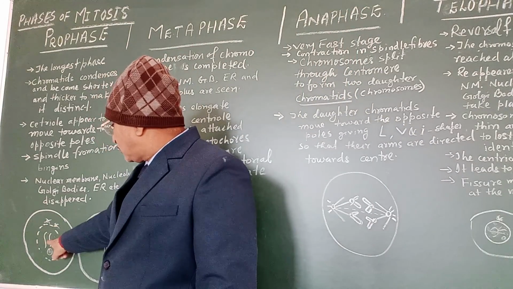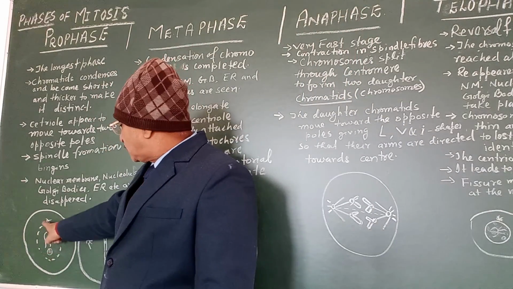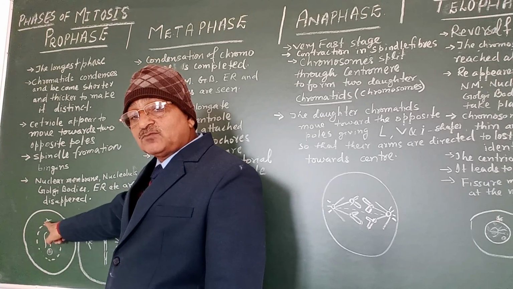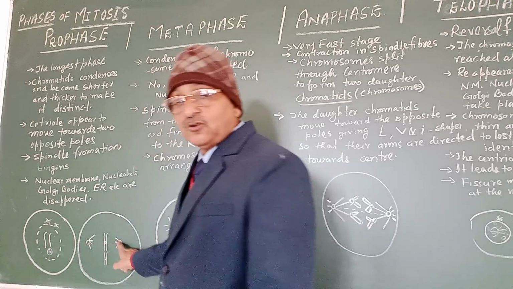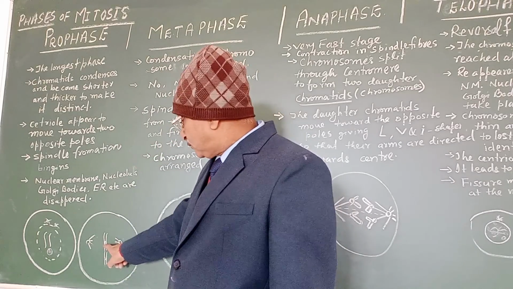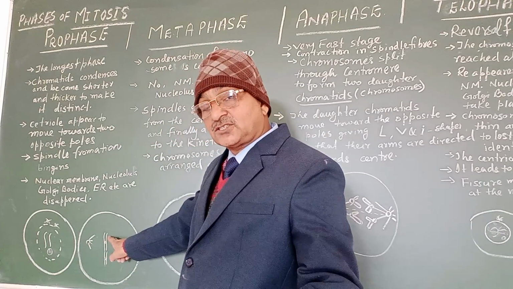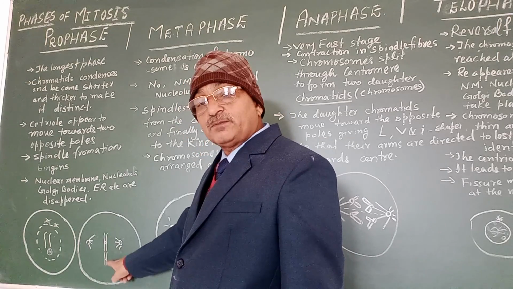The centriole divides, chromosomes are shortening, thickening. Centrioles divide and start moving towards the two opposite poles in early prophase, and in late prophase they have already moved. The chromosomes become totally condensed and come to the equatorial plane.